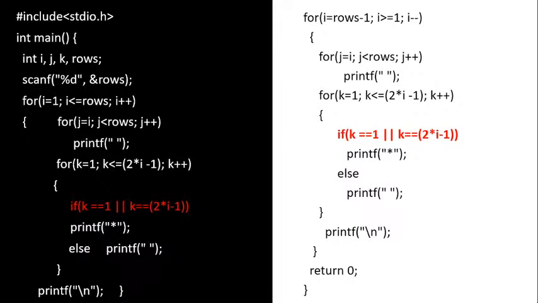If you see the if condition there, if k is equal to 1, that means the first border, or if k is equal to 2 into I minus 1. What is 2 into I minus 1? The last value. Then it will print the star, else it will print a space. So this is how I am printing the border values.